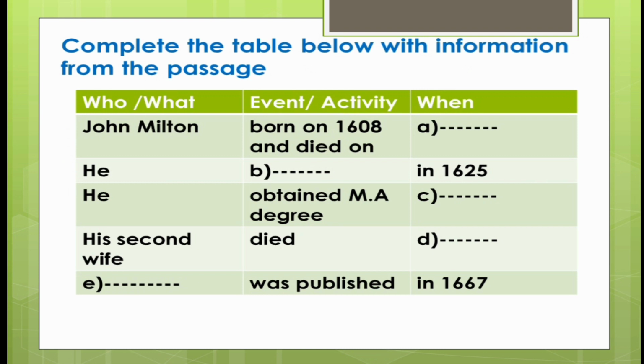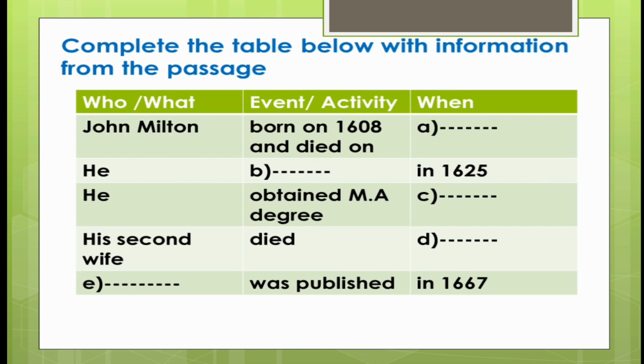B, dash, in 1625. You have to write the event or activity. He obtained an MA degree. Number C, dash, you have to write when. Number D, his second wife died. Once again, you have to write the time. Number E, who or what, was published in 1667. Now, dear students, I'm sure you can understand how you will find this information transfer in your question paper.